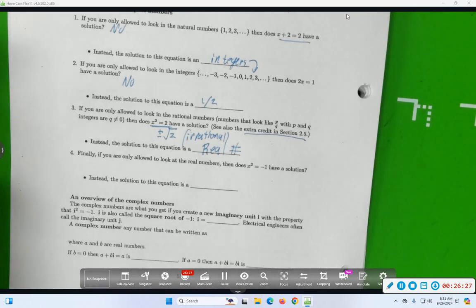So as equations get more complicated that you'd still like to talk about solutions to, you need more numbers. And so here's this last one. x squared equals negative 1. Does that have a solution if you only believe in real numbers? Nope. A square will be positive.